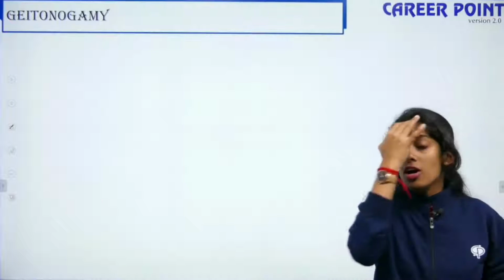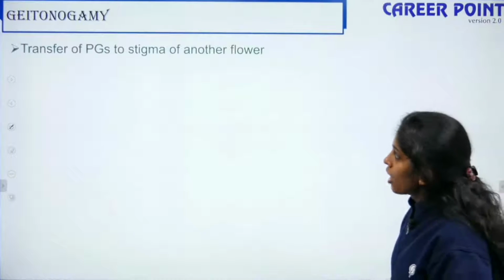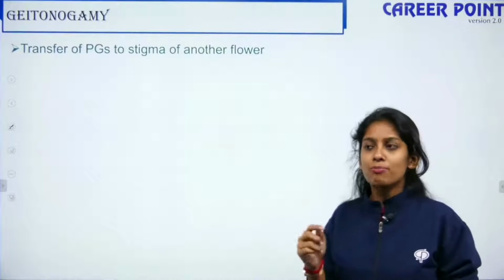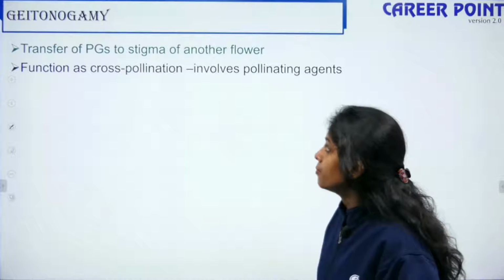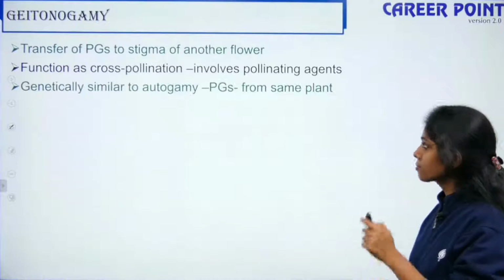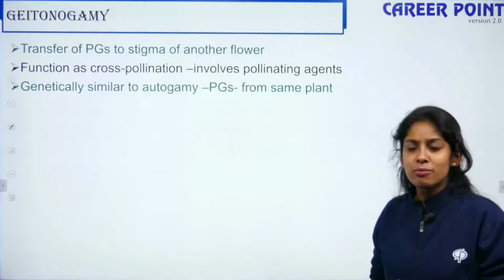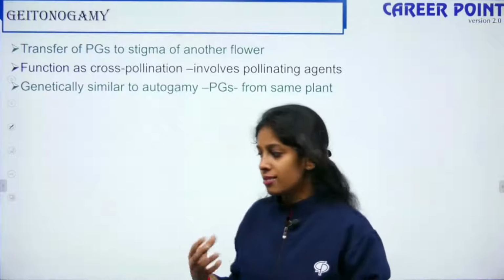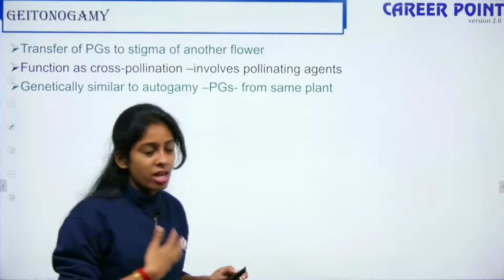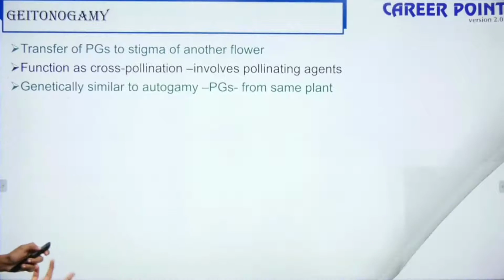Now we are going to talk about geitonogamy. It is the transfer of pollen grains to the stigma of another flower. This is in the same plant but between two flowers. So it functions as cross-pollination within the same plant. It is genetically similar because both flowers are from the same parent. The plant is the same, so genetically the gametes are similar.